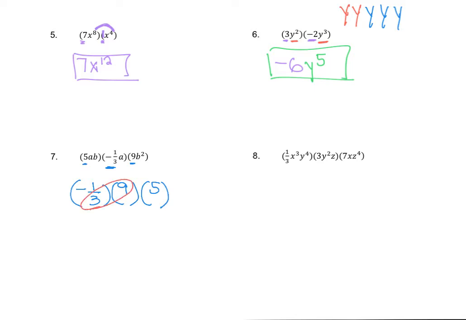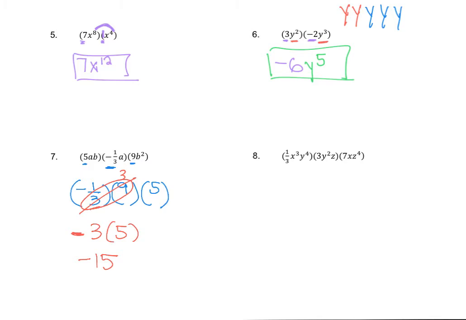These are the ones, they don't match up, but 9 divided by 3 gives me a 3, okay? So 3 times negative 1, or I can bring down the negative, right? So 3 times 1 gives me 3. It was negative, so negative 3. And then I still have this 5. So my answer, my coefficient answer, is negative 15.